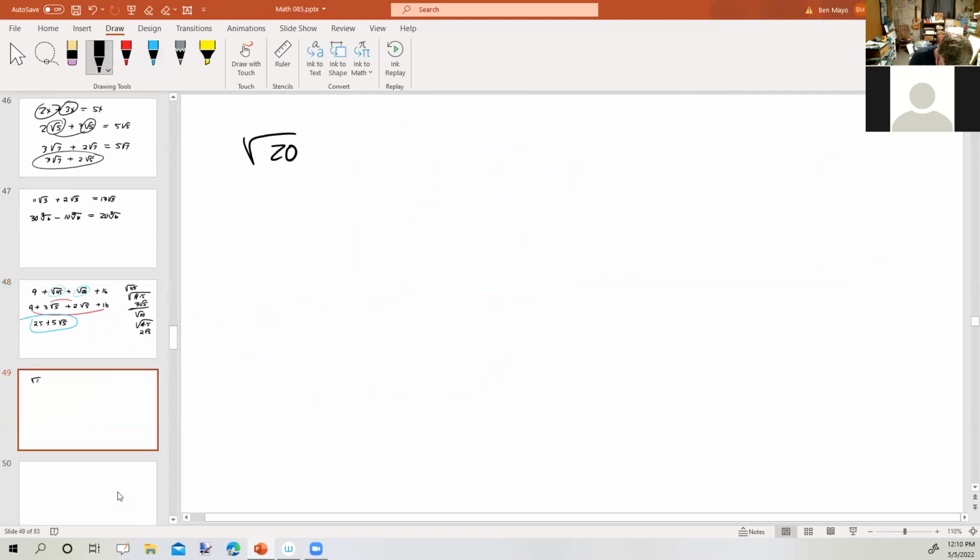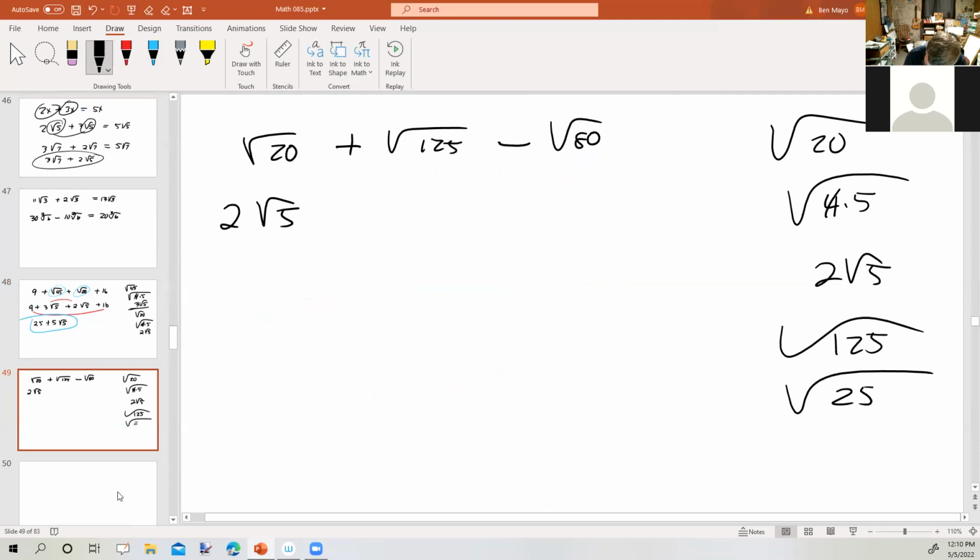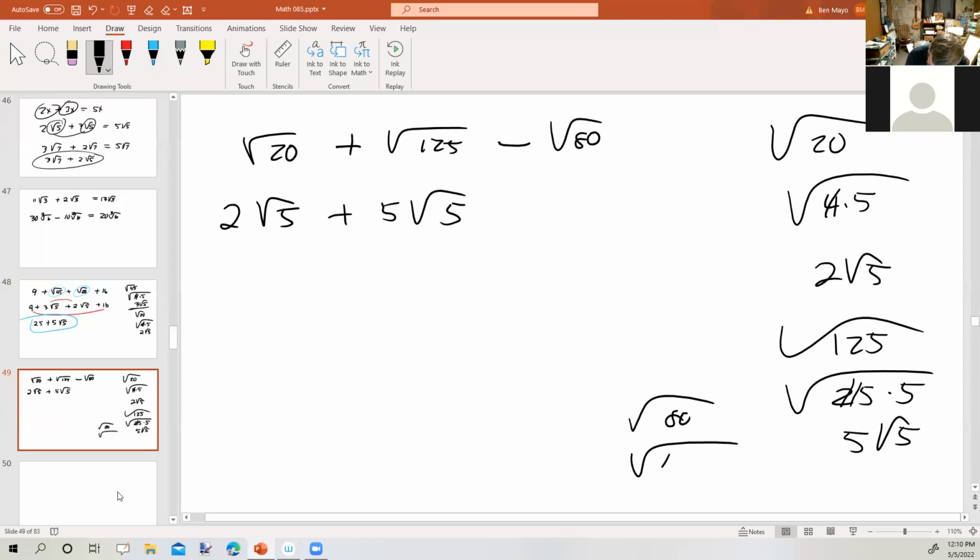All right. How about this? The square root of 20 plus the square root of 125 minus the square root of 80. Well, the square root of 20 would be the square root of 4 times 5, which is 2 square roots of 5. The square root of 125 is the square root of 25 times 5, which is 5 square roots of 5. And the square root of 80 is the square root of 16 times 5, which is 4 square roots of 5.